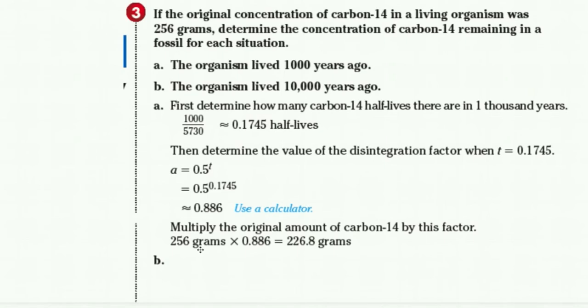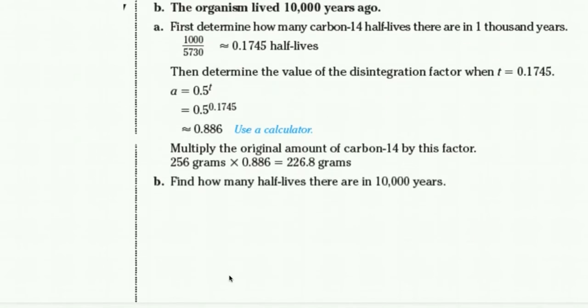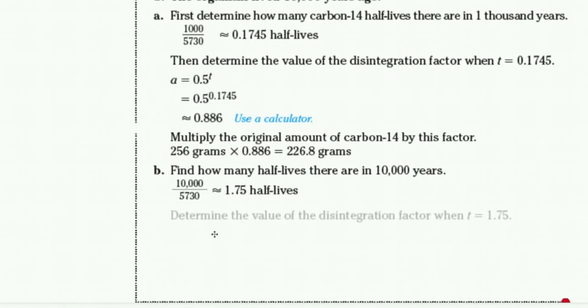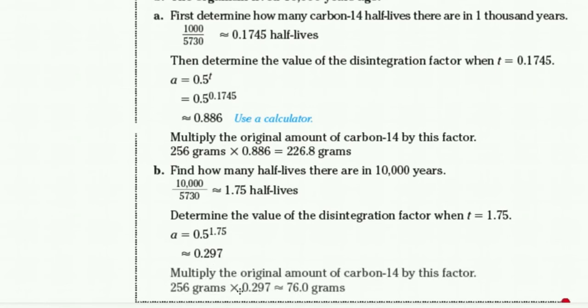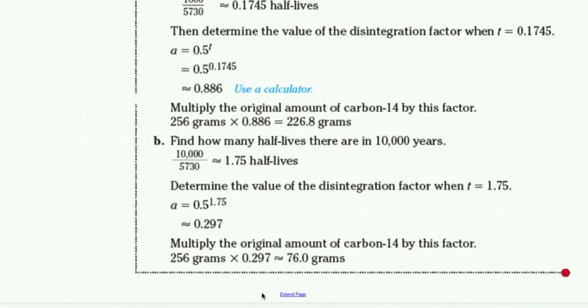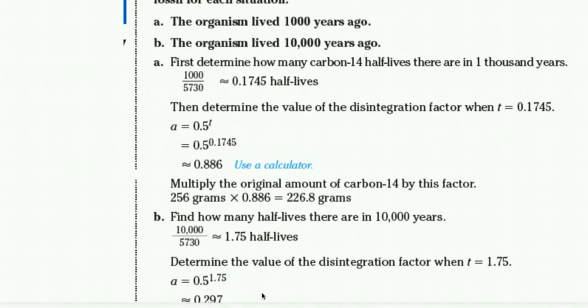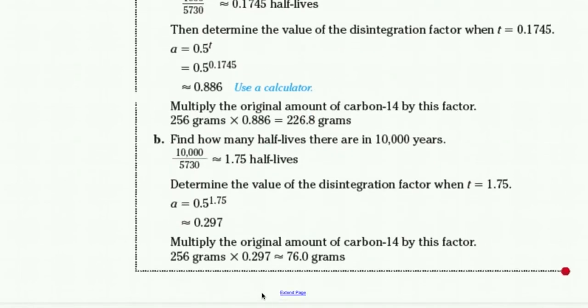In letter B, let's do 10,000 years. First, find how many half-lives there are in 10,000 years: 10,000 divided by 5,730 is approximately 1.75 half-lives. Then determine the value of the disintegration factor when t equals 1.75. We use our formula again, A equals 0.5 raised to 1.75. Using a calculator, it'll be 0.297, and then we multiply that number again by 256. We end up with 76 grams. So the organism that lived 10,000 years ago would have 76 grams of carbon 14 remaining. Okay?